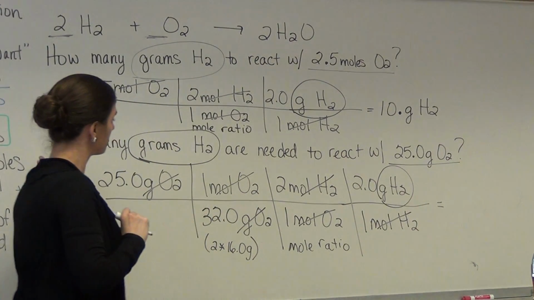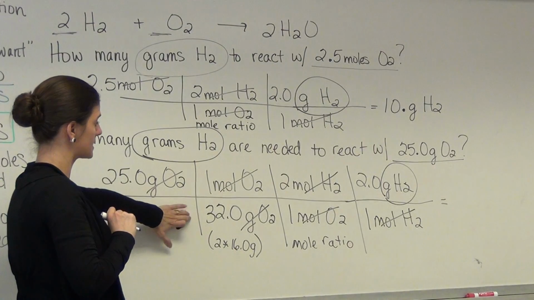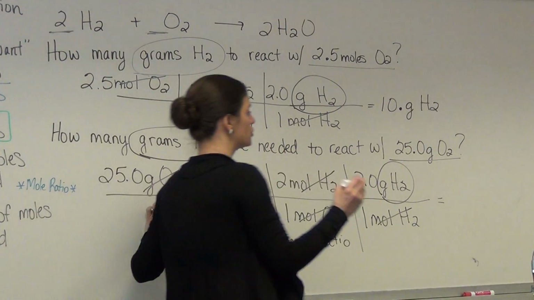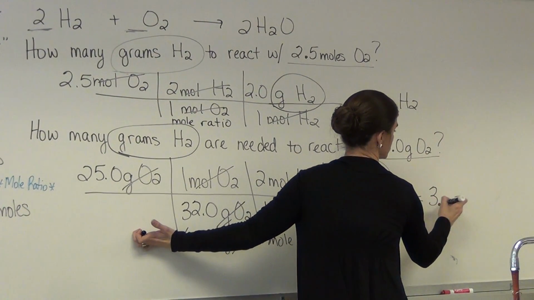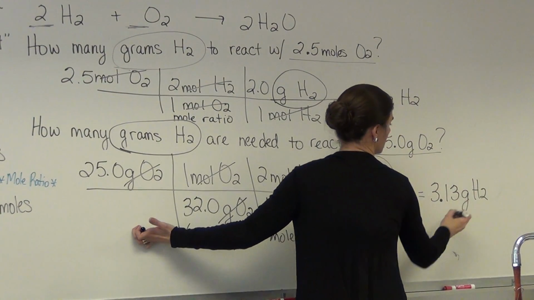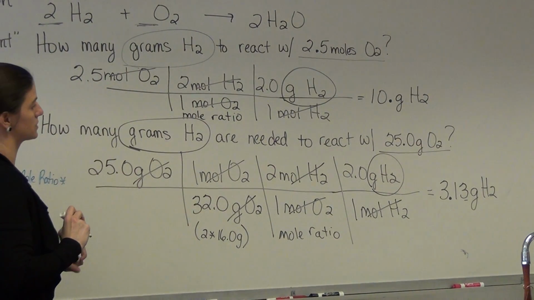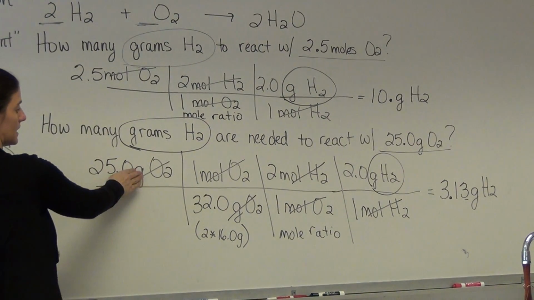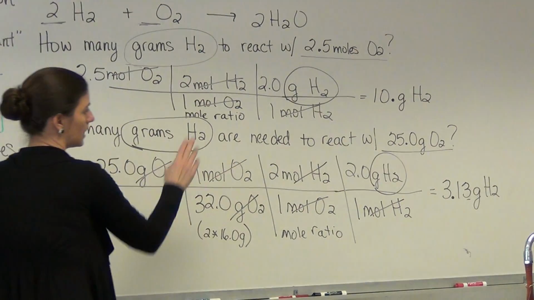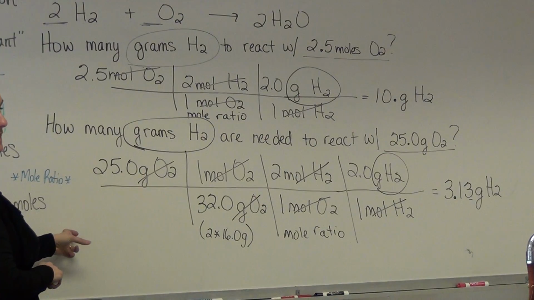You're going to multiply everything on the top, divide by your product at the bottom, in this case just the 32, and you should get 3.13 grams of H2. We had 3 significant figures here because we started with 3 significant figures. But make sure you can cancel out all of your units and you end with whatever you circled at the beginning. And that's mass to mass problems.